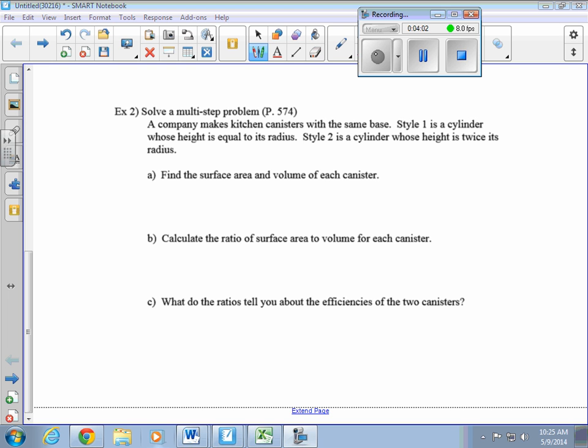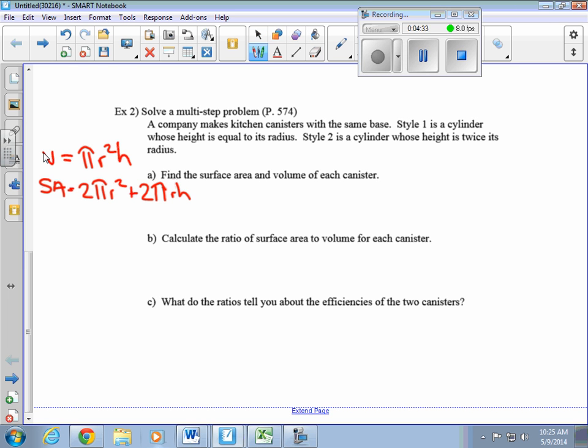So the first thing we need to know is what are the formulas for the volume and the surface area of these canisters. When we're talking about a cylinder, the volume is going to be the formula pi r squared h. And the surface area is going to be 2 pi r squared plus 2 pi r h. So those are the formulas that we're going to need. And then we're going to calculate the surface area and the volume of each canister.